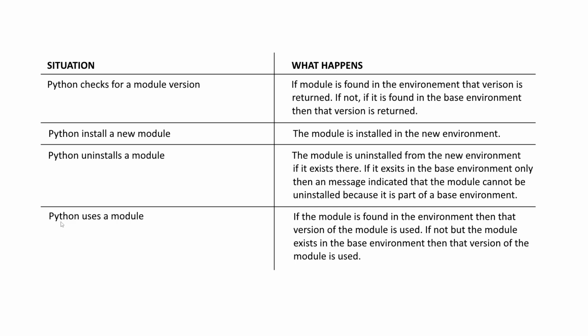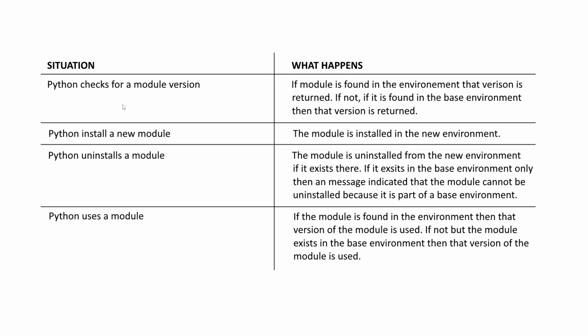Okay, so here we've got a little bit of a summary. So essentially, when Python needs to check a module version, what happens is it will look in the environment that is currently active. If it's found there, that's the version it will return. If it is not found there, it will follow the link to the alternate module's location and see if it's there. If it's there, it'll return that version. And if it's not there, then it's just going to say that it couldn't find the module.